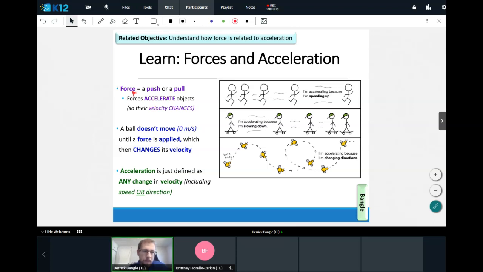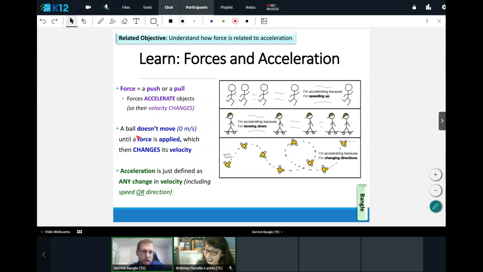All right. Then we have some definitions here. Force is a push or a pull. So that brainstorm we just did when we're talking about the forces that you're feeling in the car, the force of you being pushed or pulled or thrown to the right or the left, that is a force that is changing your acceleration with respect to the car.